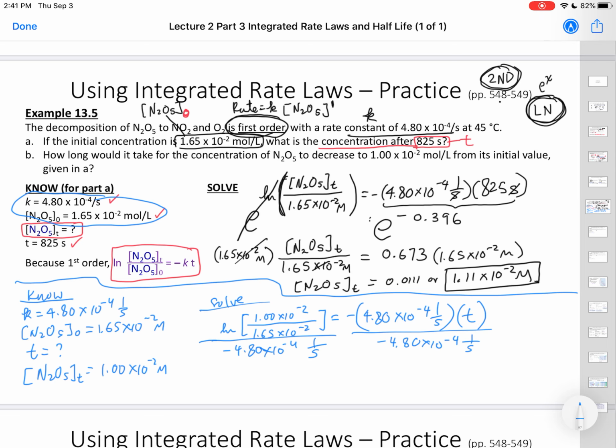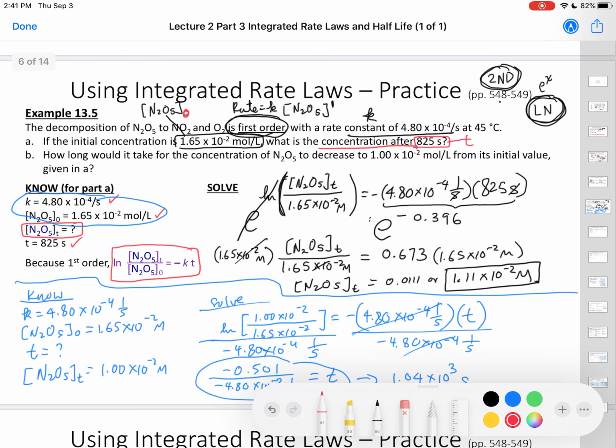So if you solve all of that in your calculator, the top part is going to be minus 0.501 over minus 4.80 times 10 to the minus 2, 1 over seconds, equals, this cancels out, you have T on this side, and if you solve all of this, that's going to give you 1.04 times 10 to the third seconds, so that's your final answer there.